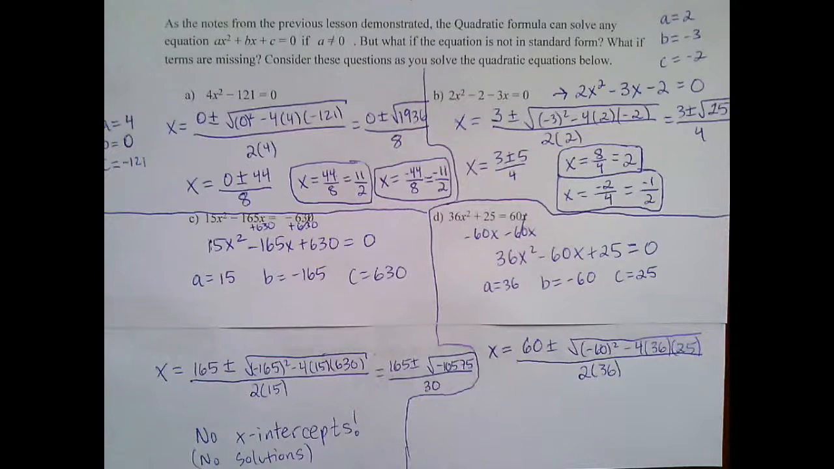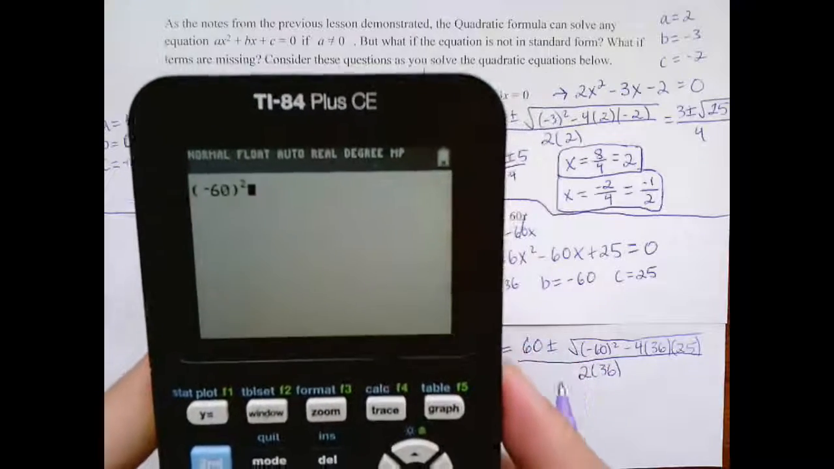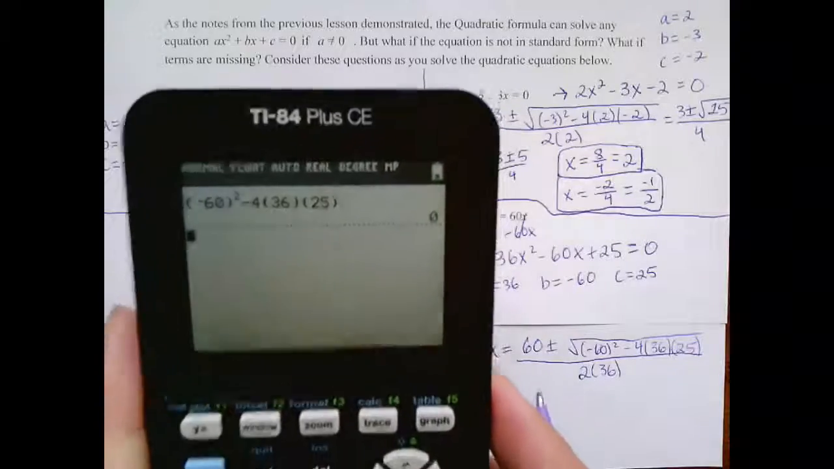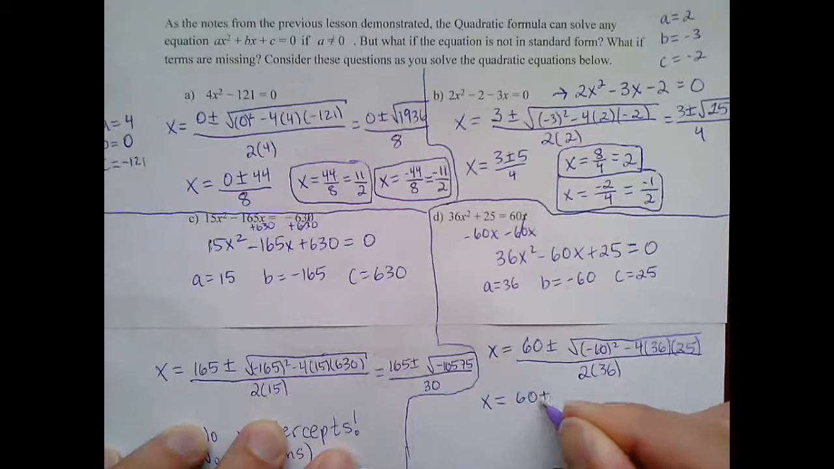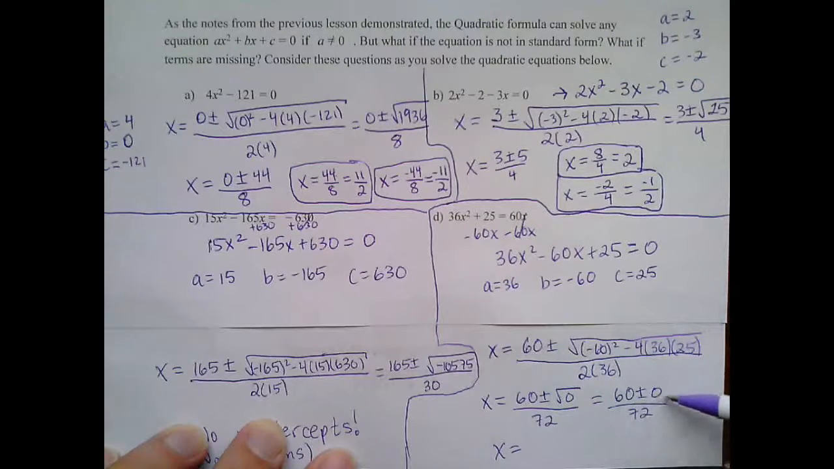So let's do it. How about we go into the calculator? Let's go negative 60 squared, and then minus 4 times 36 times 25. And we have 0. So then we have x equals 60 plus or minus the square root of 0, all over 2 times 36, which is 72. What is the square root of 0? Well, it's just 0. So if we finish our calculations, we have 60 plus 0 and 60 minus 0. But notice that if you add 0 or subtract 0, it won't change 60. So we'll have 60 all over 72.